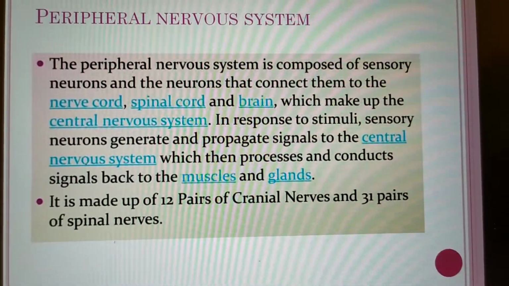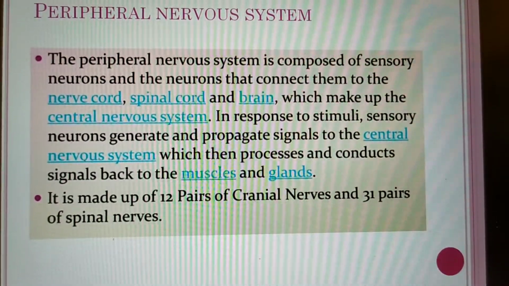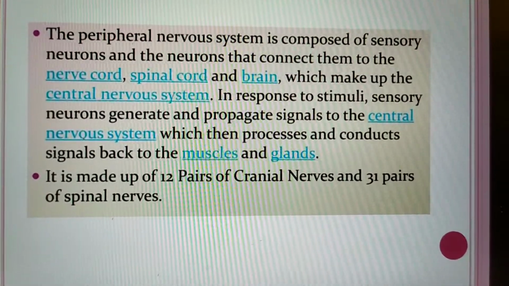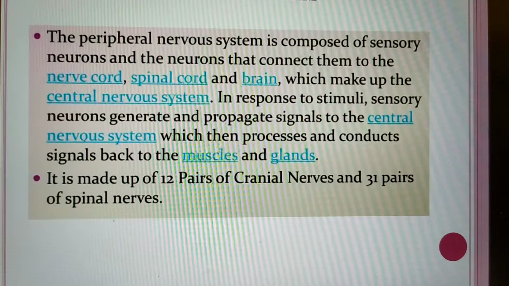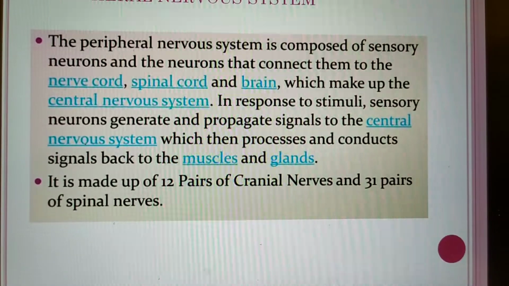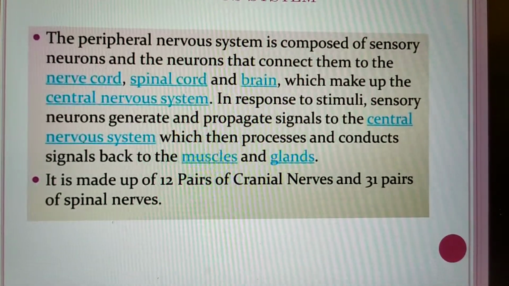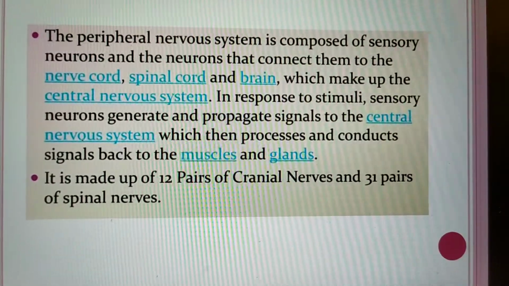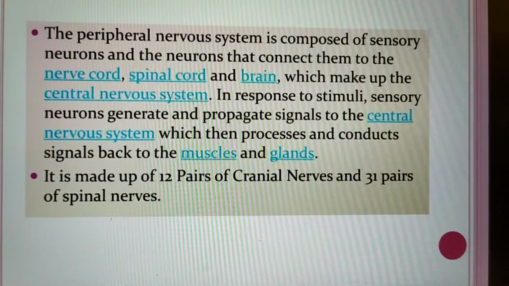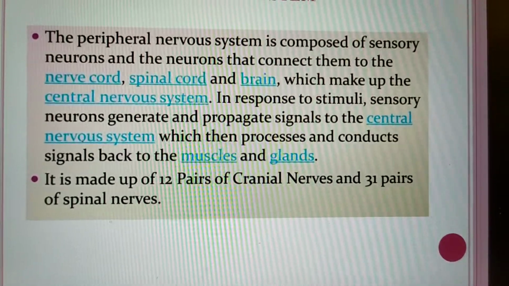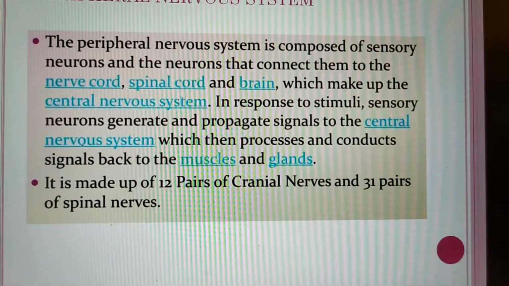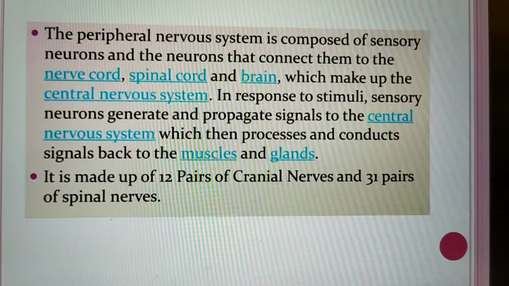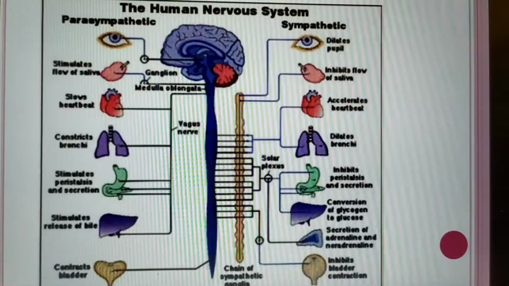The peripheral nervous system is composed of sensory neurons and the neurons that connect them to the nerve cord, spinal cord and brain, which make the central nervous system. So the peripheral nervous system is connecting with the central nervous system. In response to stimuli, sensory neurons generate and propagate signals to the central nervous system, which then processes and conducts signals back to the muscles and glands. It is made of 12 pairs of cranial nerves and 31 pairs of spinal nerves.